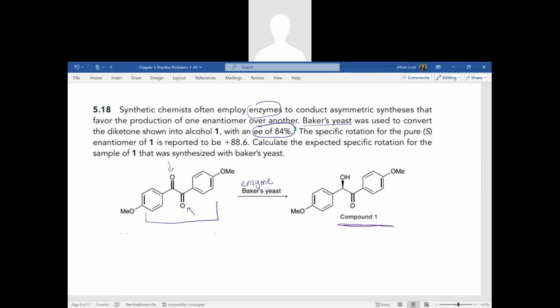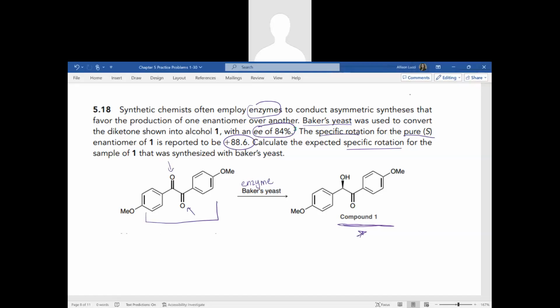We're also given the pure S enantiomer's specific rotation as positive 88.6. And we're asked to calculate our expected specific rotation for the sample of compound 1 that was used to synthesize with baker's yeast. So what would the specific rotation for this compound be?